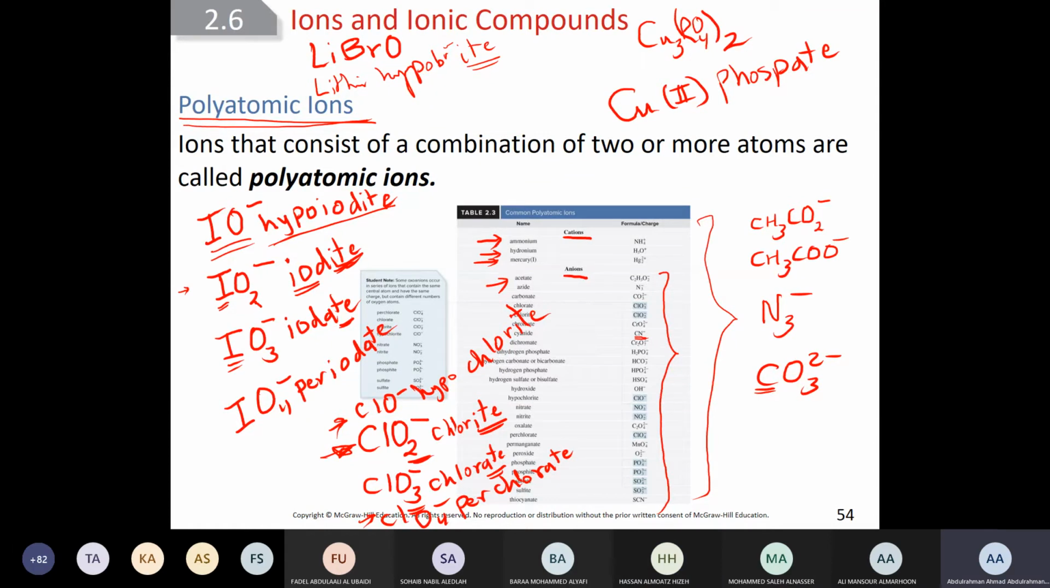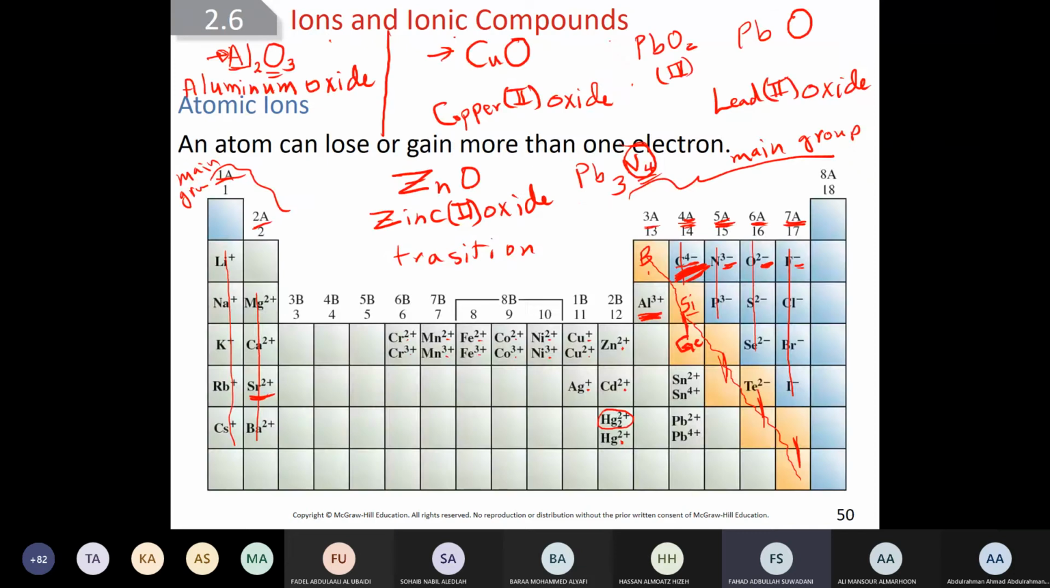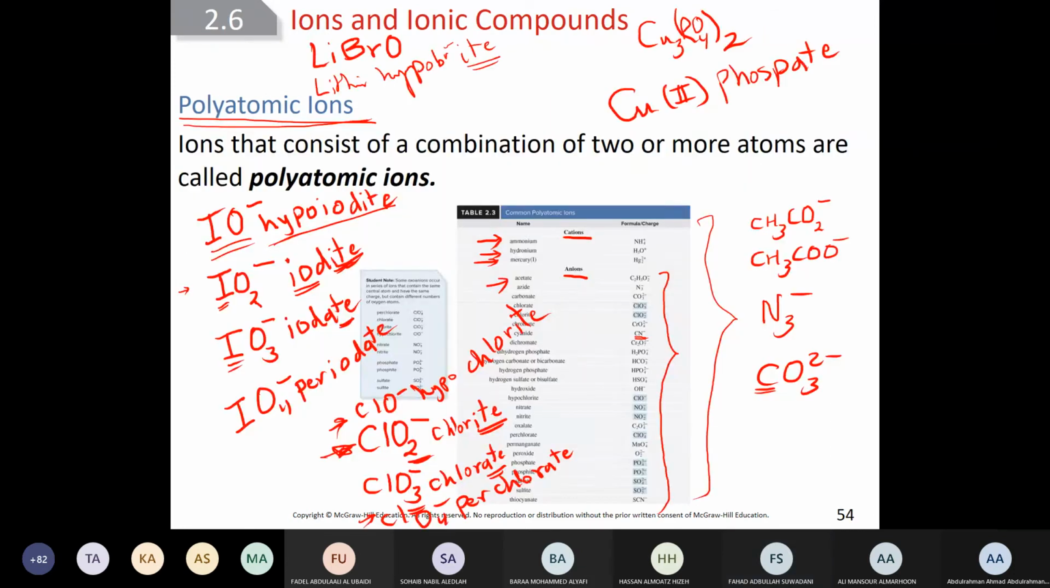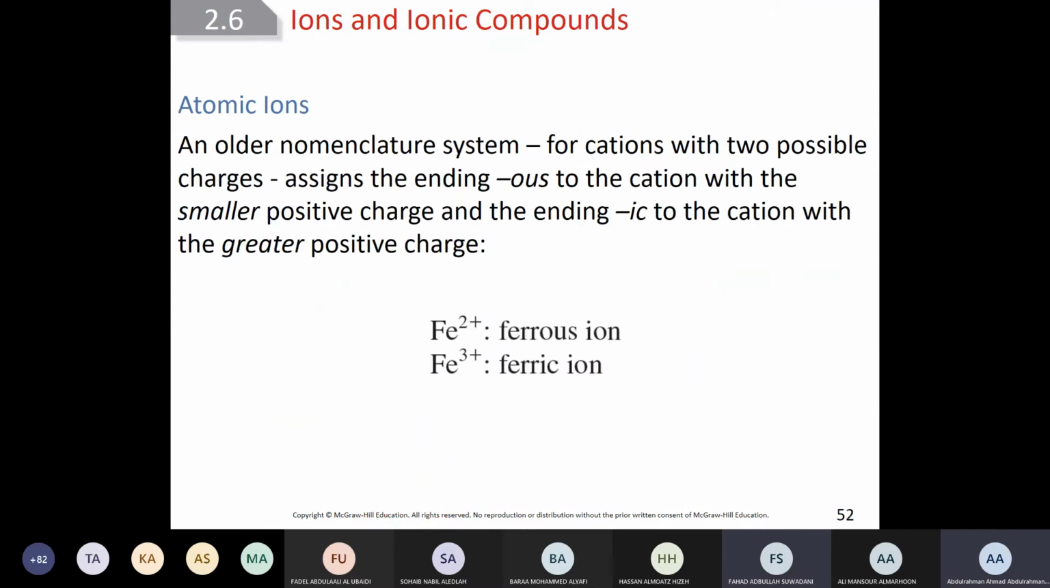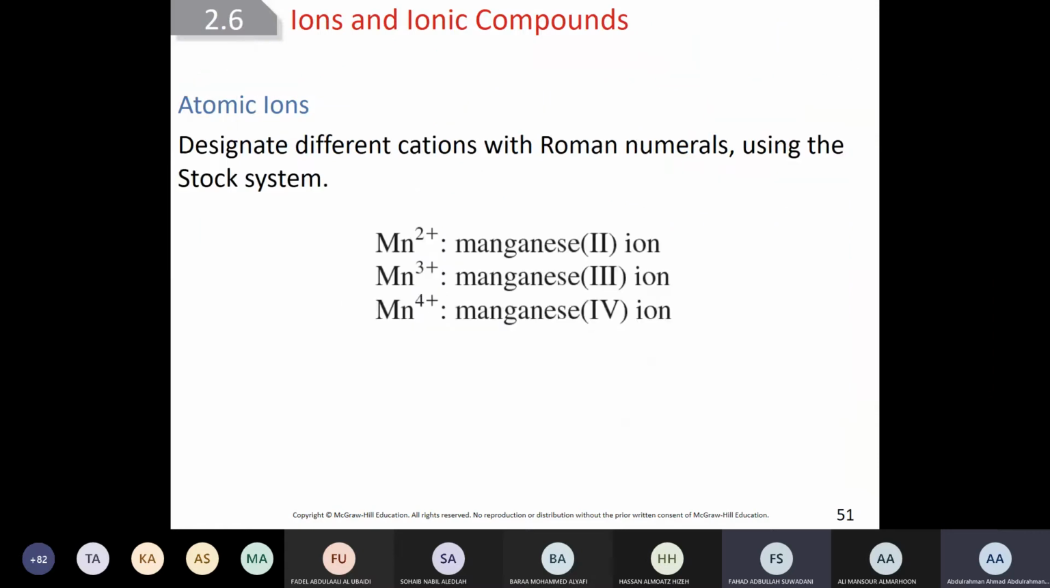Any questions? Yes, Doctor, about the last one, the lead nitride. Why didn't we write the number? Which one? This one. Yeah, lead nitride. We write lead 2 here. So we write it for the last one. Of course. Okay, thank you.